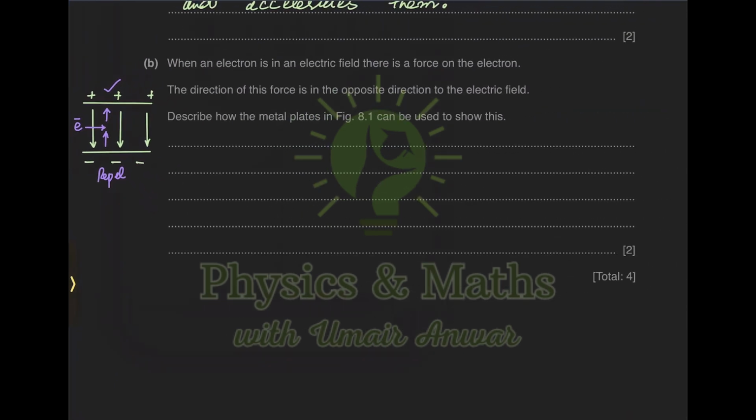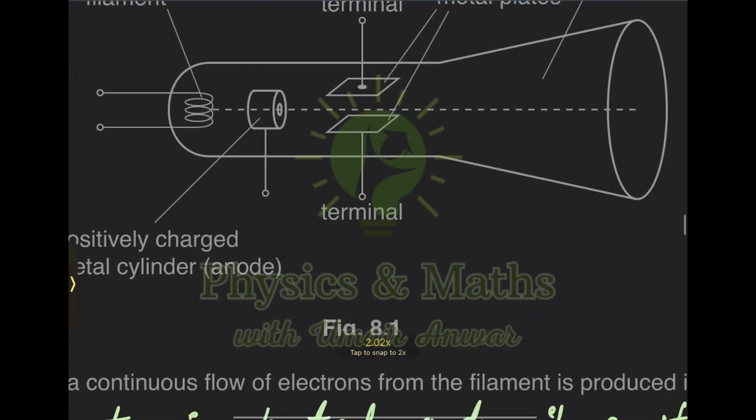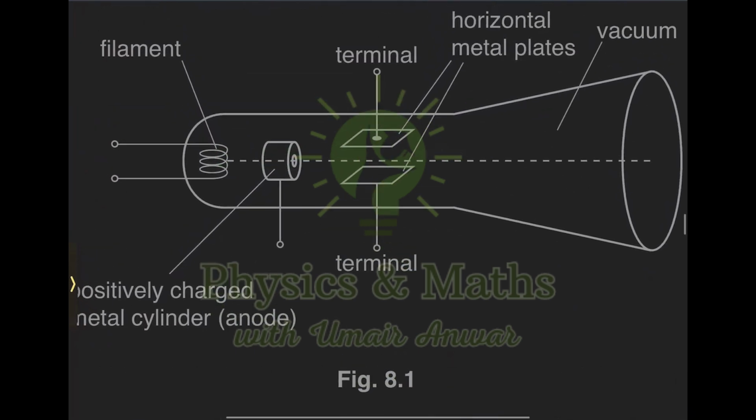So I'm reading it again. The direction of the force is in the opposite direction to the electric field. Describe how the metal plates in figure 8.1 can be used to show this. Now, in order to show this, the electron beam is generated from the filament. So electrons are passing through the region which is present between the plates.